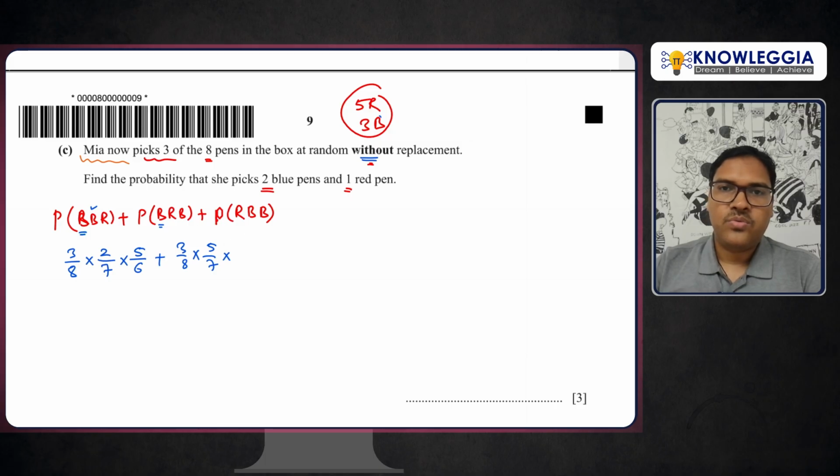And third, you can see blue. How many are blue? 2 out of 6, because this is without replacement. So in the first, we draw a blue, so one blue is taken out.